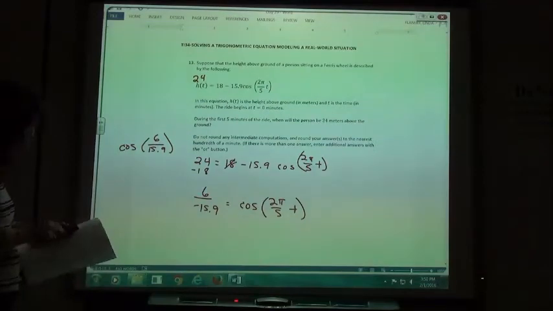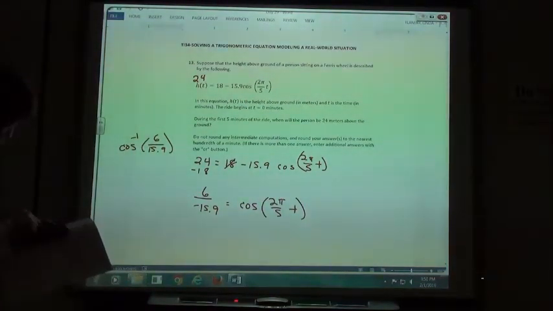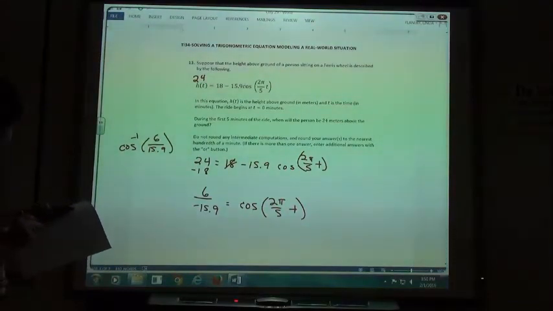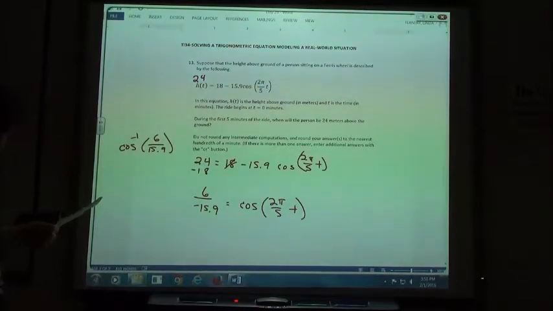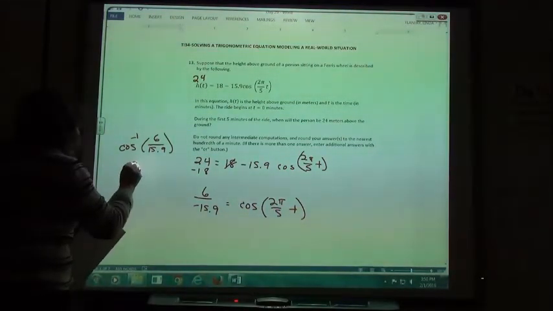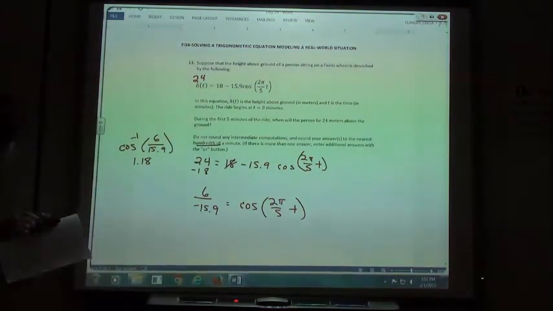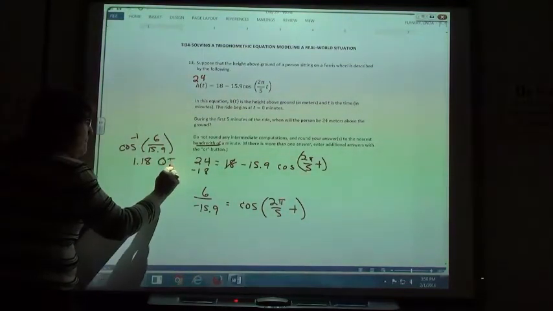So I better do inverse cosine. So shift cosine, inverse cosine, in parentheses, I'm going to do 6 fraction 15.9. I could use 6 divided by 15.9. And if I hit equal, it tells me that I am at 1.18. I'm rounding that off to the nearest hundredth, by the way. So it's really 1.183, but I rounded that off. Now this is in quadrant 1.